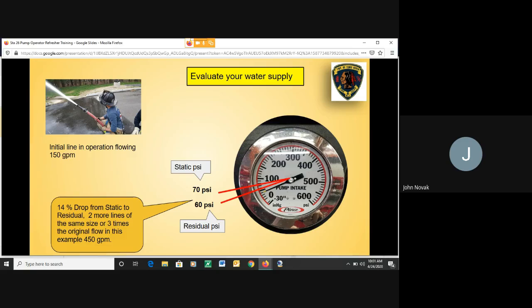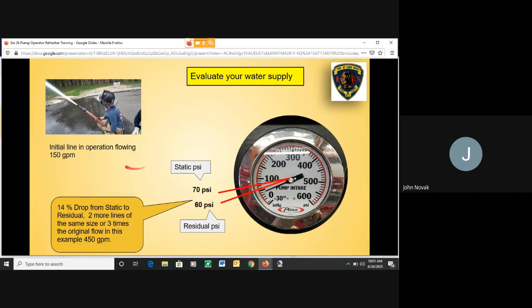So here's our compound gauge. It's kind of important that as a pump operator, if you're taking a feed from a hydrant, try to get the static pressure. The static pressure is no water flowing, so we're not flowing anything yet. In this case, our static pressure is 70, right?